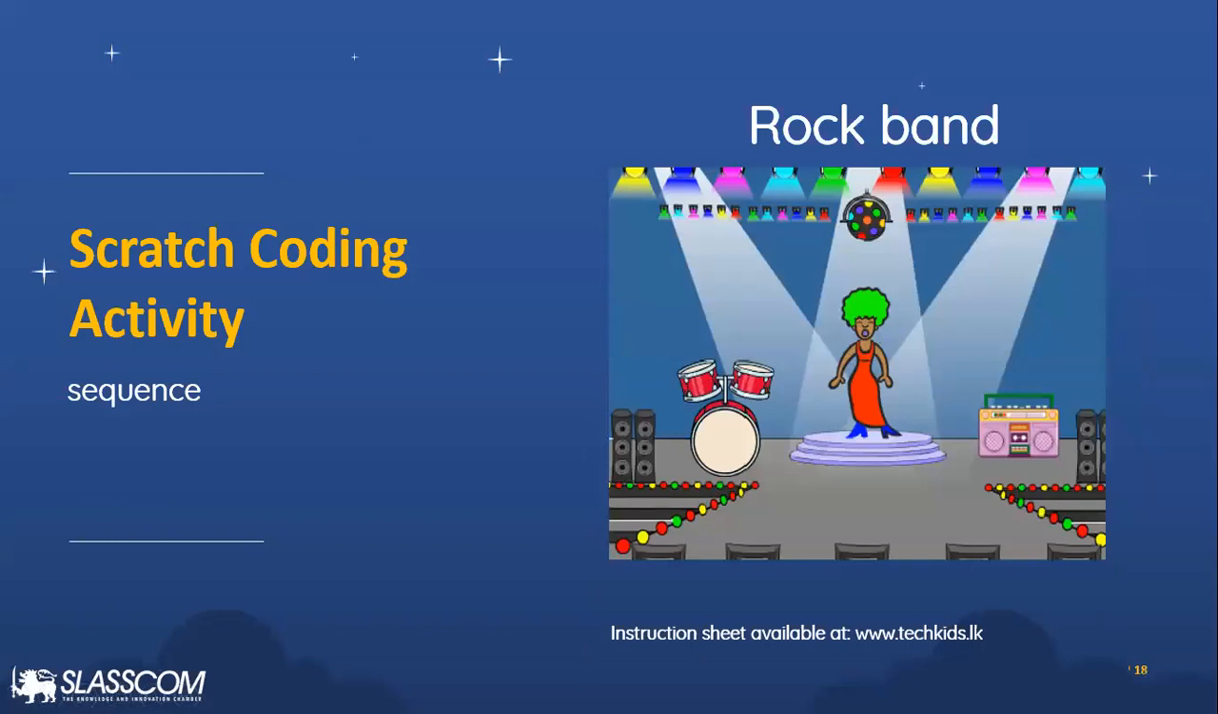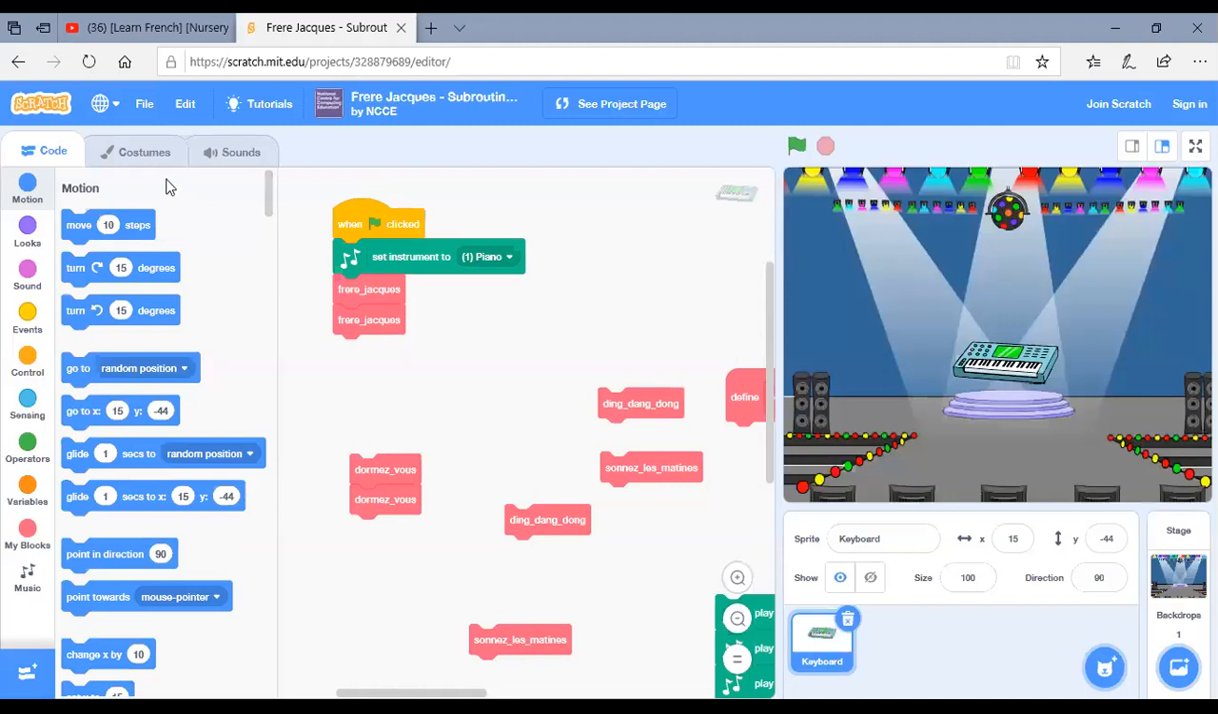We are going to make a rock band, which is the activity we are going to do together. It is pretty simple. I will take you through it step by step. You can do it together with me. So I'm going to open up Scratch first. I actually have opened it already, so this is the one. I'm going to create a new program. Go here and click new.